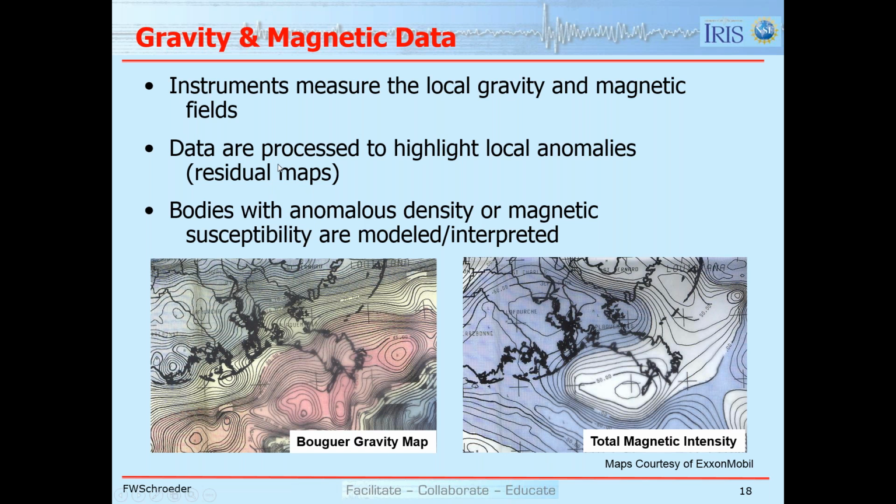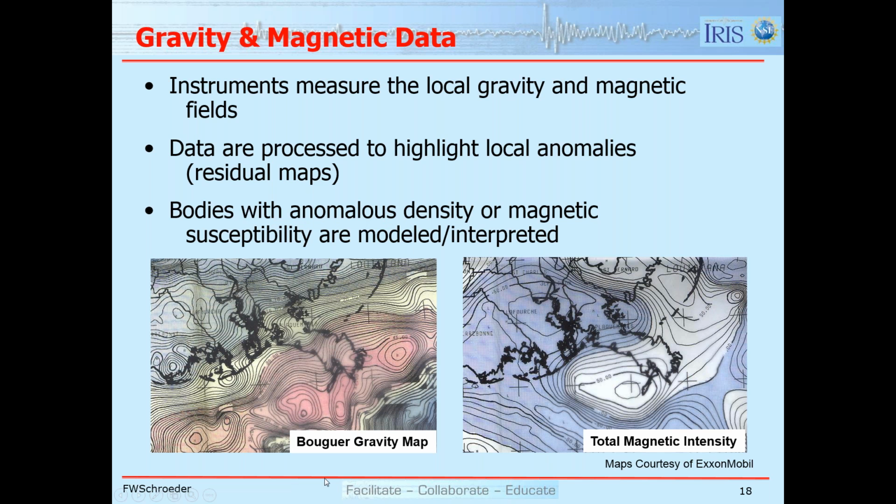The data have to be processed, and what we are usually looking for is not absolute gravity and magnetics, but what we call residuals. We look at the long-term regional response and filter that out and look for things that are more anomalous. And these can help us to identify and understand and interpret bodies either within the sediments or in the basement rock that have density or magnetic properties that are somewhat diagnostic.